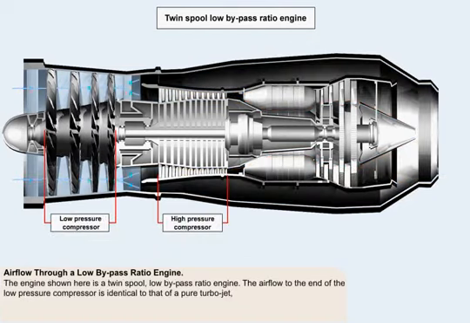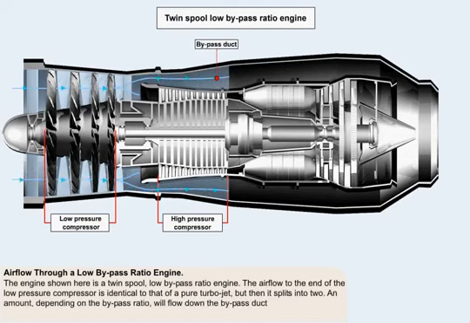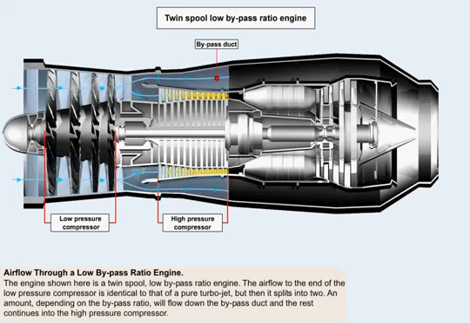The engine shown here is a twin-spool, low bypass ratio engine. The airflow as far as the end of the low-pressure compressor is identical to that of a pure turbojet. But then the airflow splits into two. An amount, depending on the bypass ratio, will flow down the bypass duct, and the remainder continues into what is the start of the hot core of the engine, the high-pressure compressor.